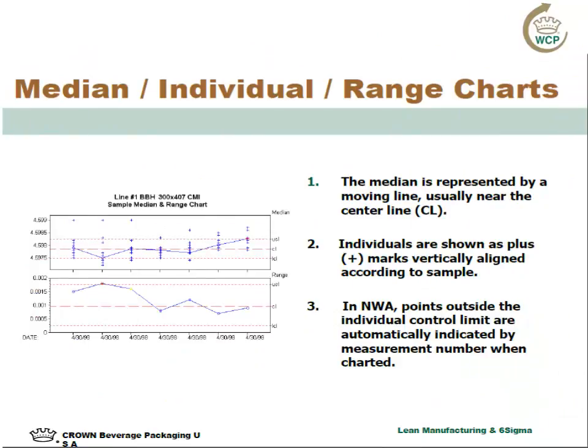Another type of control chart frequently used is called a median and individual chart. This type of chart plots the individual points for each check in a vertical alignment. The line connecting check to check is the median point. Both the individual points and the medians have control limits that must be in control. The control limits are calculated the same way as an X-bar.